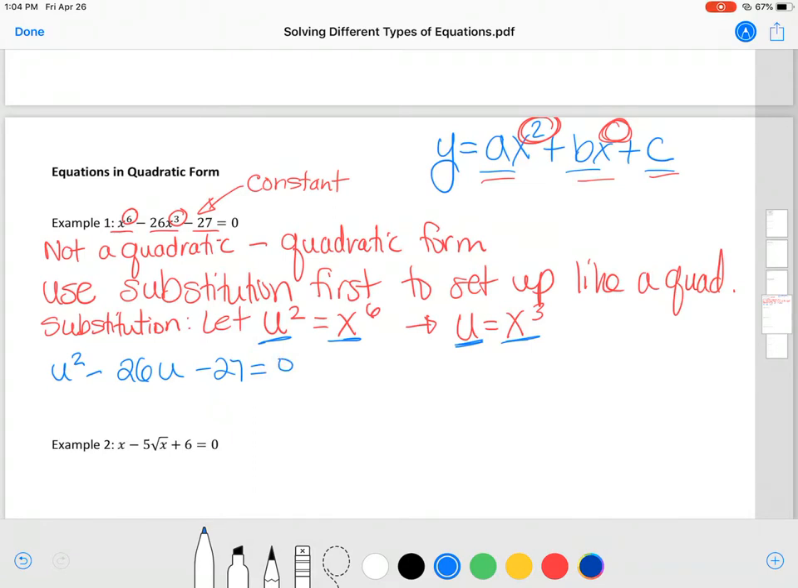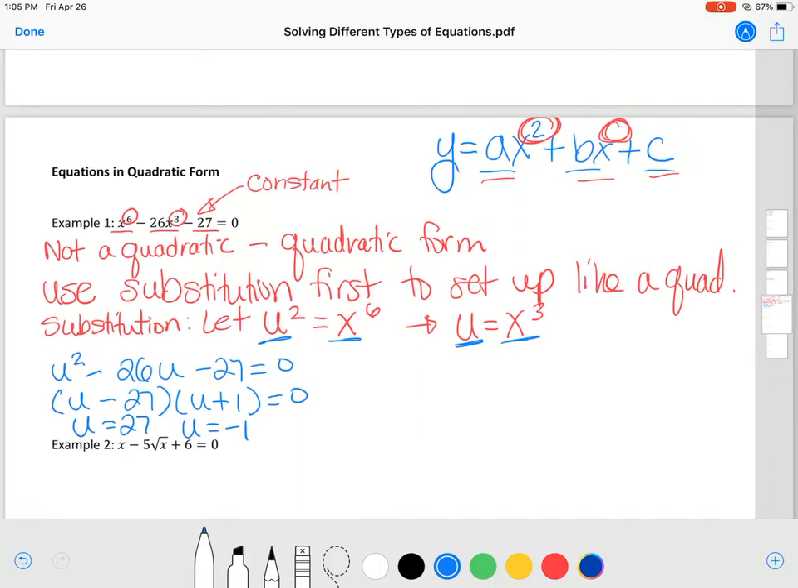Now we can solve this just like we would if we had a quadratic. So I'm going to go ahead and factor this because this factors nicely. So I have u minus 27 and u plus 1. That would give me the u squared minus 26u minus 27. So my u is going to be 27, or my u is going to be negative 1.